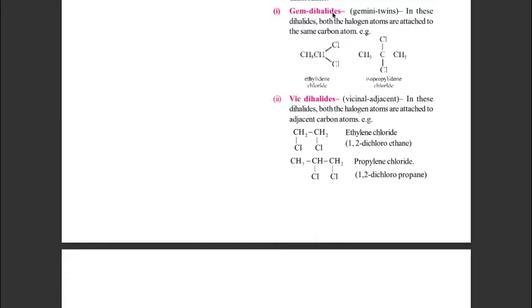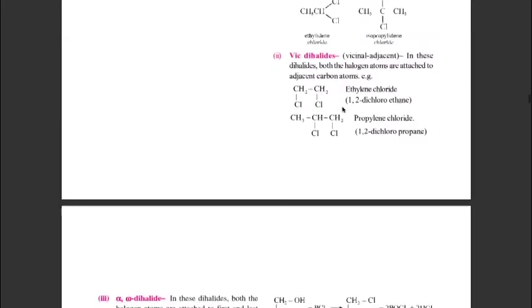First is gem dihalide, also called geminal dihalides. In these dihalides, both halogens are attached to the same carbon atom. For example, this is ethylidene chloride or isopropylidene chloride, where both halogen atoms are attached to the same carbon atom. Second one, vicinal dihalide, when both halogens are attached to adjacent carbon atoms.